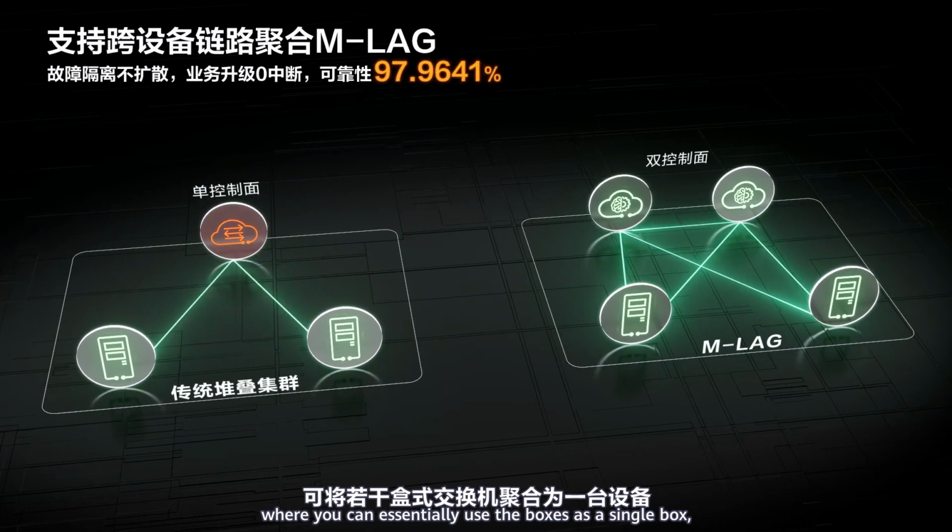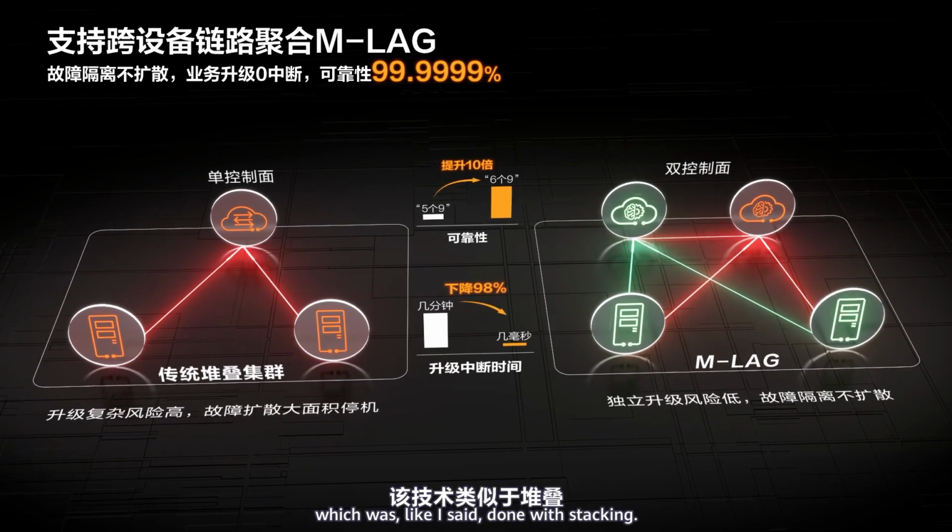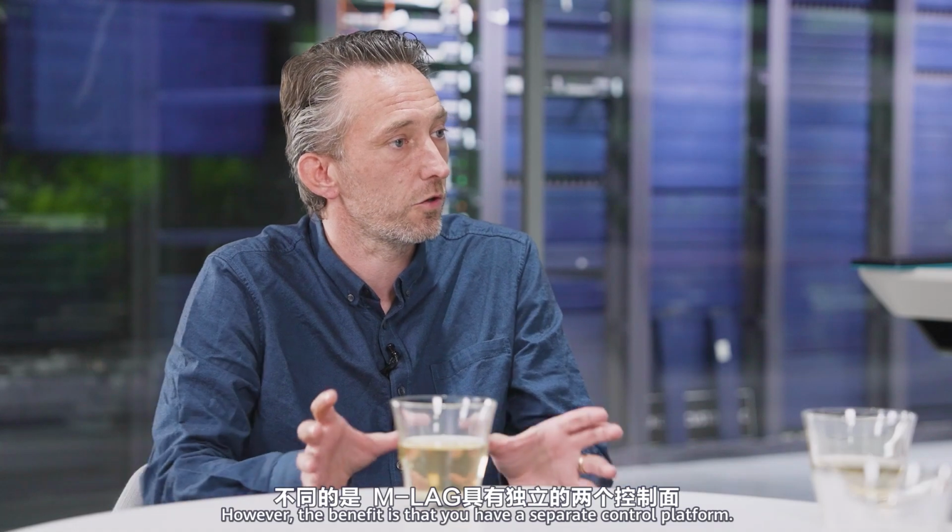Traditional networks, however, are built like that. You don't have that proper redundancy in the network. We tried, but as an example, for stacking, there are some issues there. We'll get back to that. What we've done is we've introduced MLAG into our platform. Now, MLAG is a technology where you can essentially use the boxes as a single box, which was, like I said, done with stacking. However, the benefit is that you have a separate control platform.